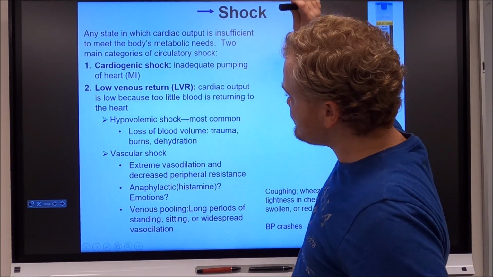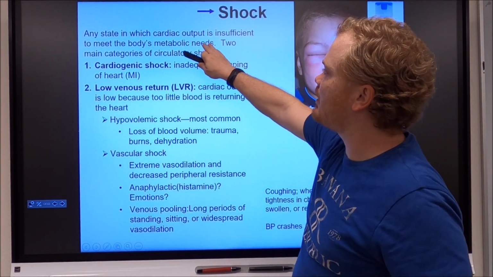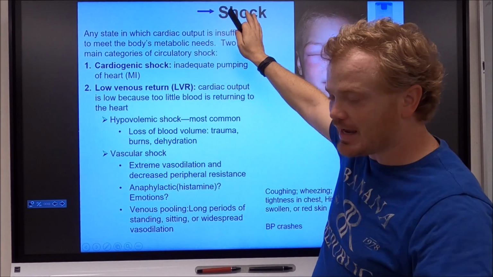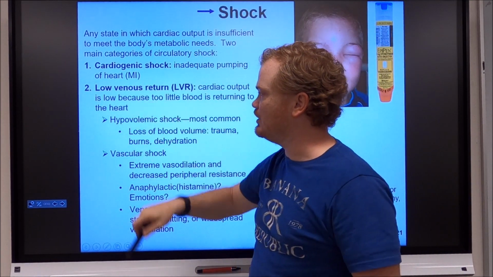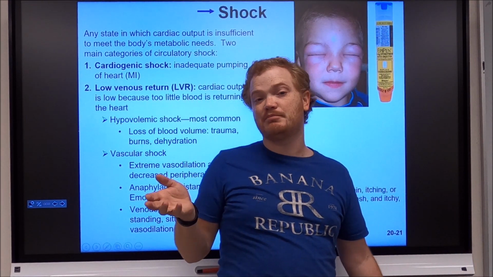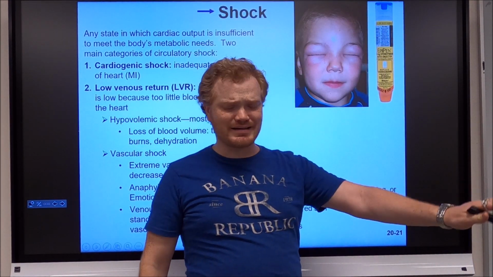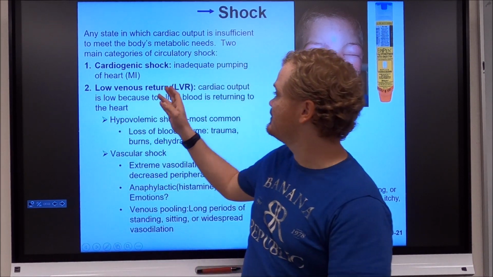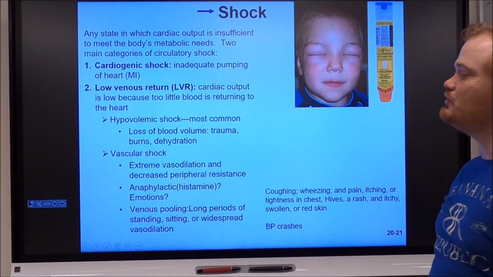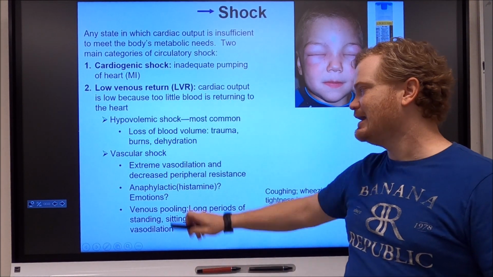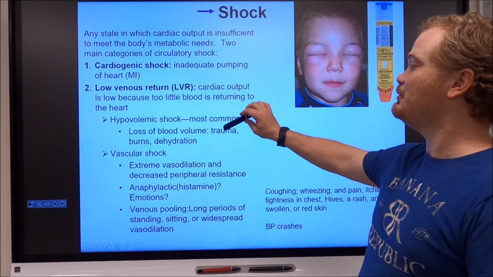All right. Shock is any state in which the cardiac output is insufficient to meet the body's needs. Okay, two categories: cardiac shock and low venous return based. Cardiac shock is simply when the heart can't pump blood adequately. You had a heart attack and the heart's damaged, the heart can't pump blood the way it's supposed to. That is cardiogenic shock. Low venous return falls into two realms, what's called hypovolemic shock and vascular shock.